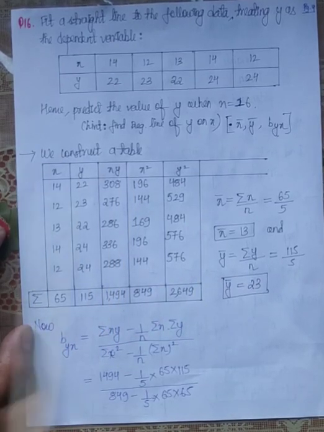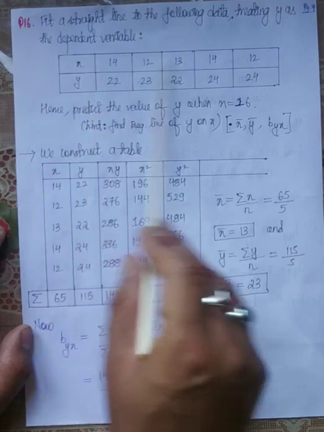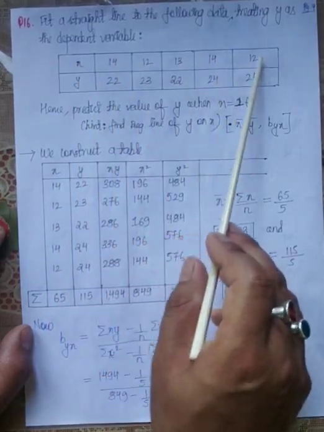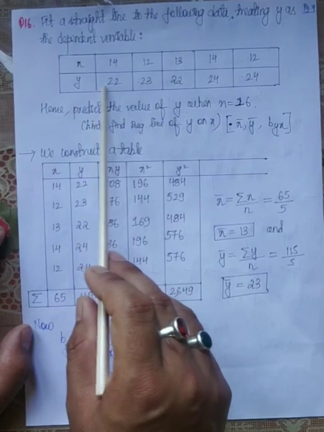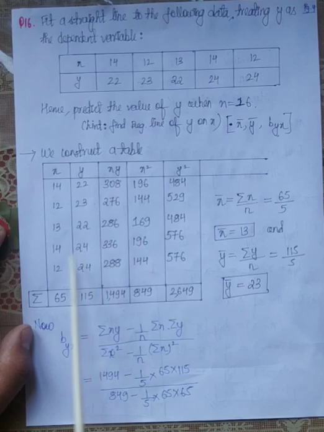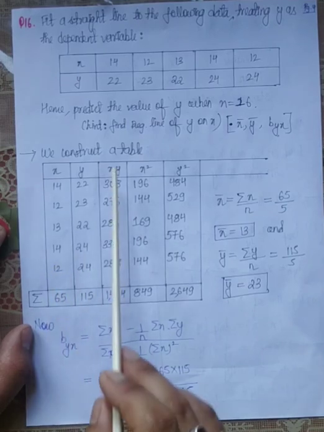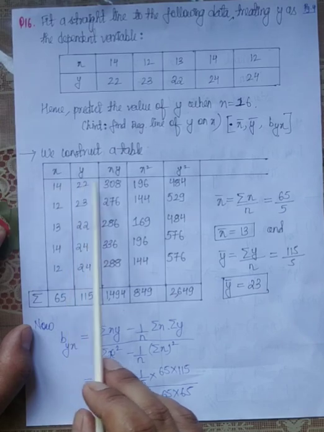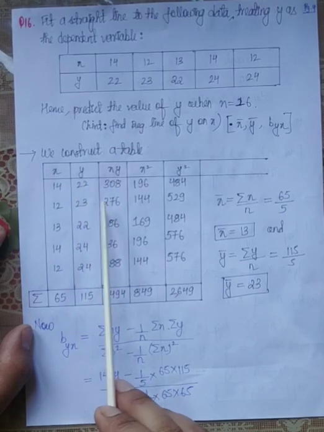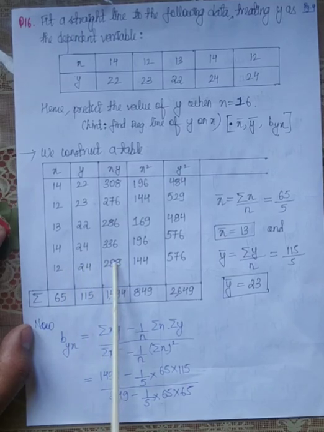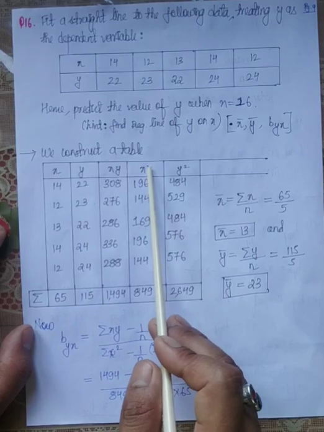So how to construct? Let us see once again. The first column is the same, x, all these values 12, 14, 12, 13, 14, 12, which is this. Second column is the value for y, the same values out here. Third column, till here I am talking about, is the product of x and y. So multiply, 14 into 22 is this. 12 into 23 is 276. Similarly, 12 into 24 is 288. Clear till here? Not a problem. The fourth column is the column for x square.